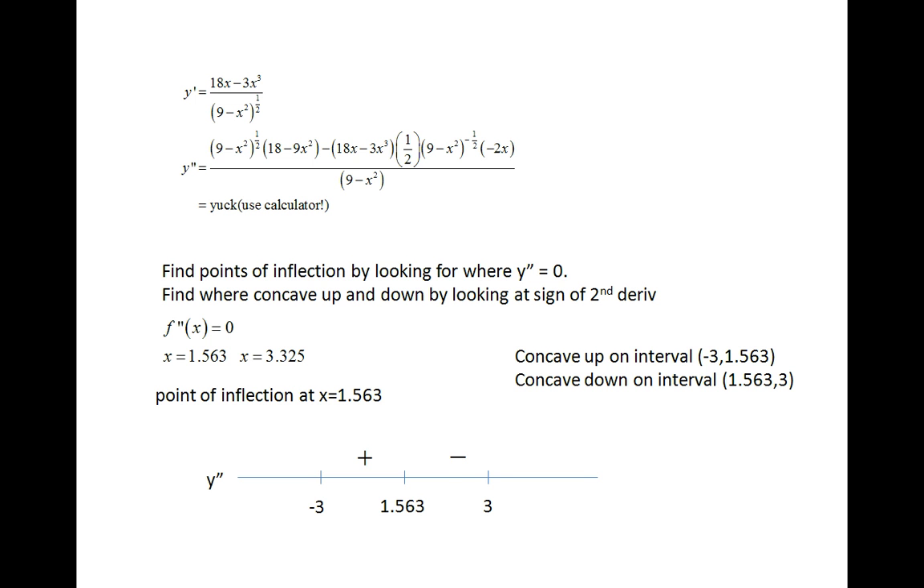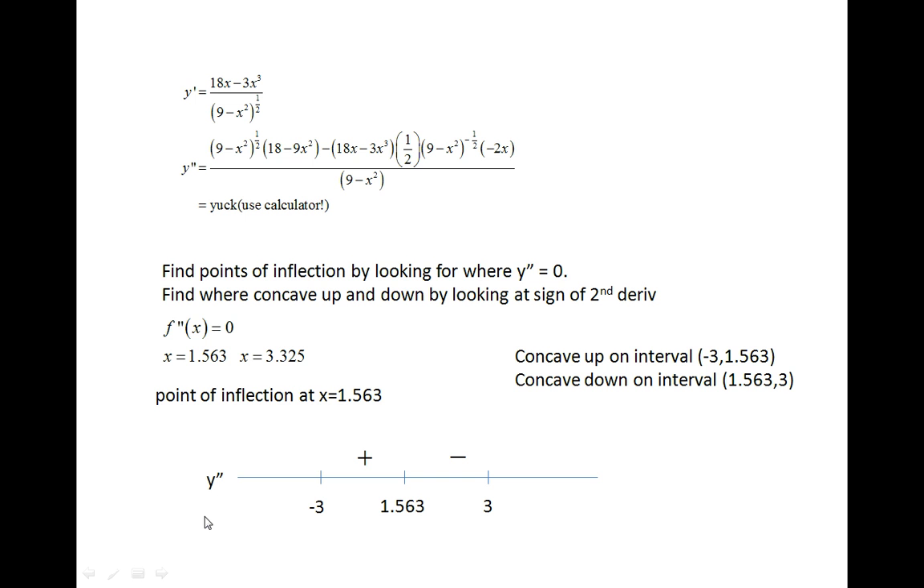Okay, so if I'm interested in where the points of inflection are, it's when the second derivative is 0. So what I did was I basically said I want the second derivative of this equation equal to 0, solve, and I got two values, but 3.325 is outside of my domain, so really I just got one value. So here in my domain for this problem from -3 to 3, there's just the one number, which is 1.563.